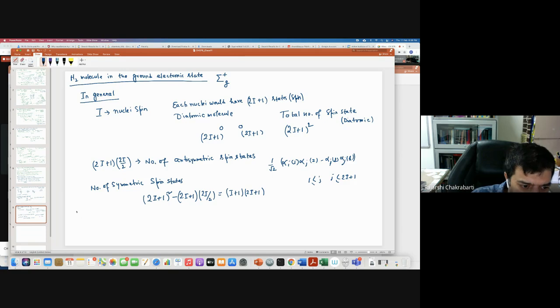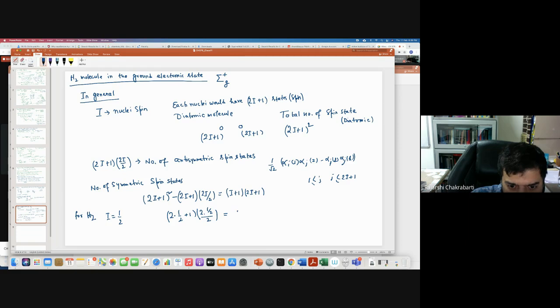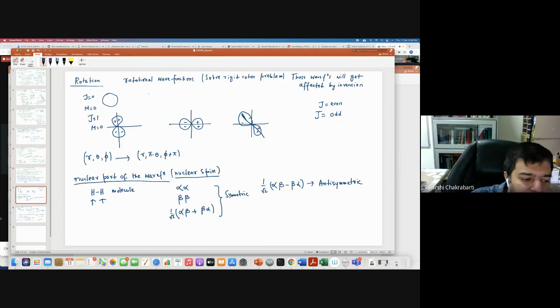Now let us check this for the H2 molecule. What is the value of I? I is half. Then the number of antisymmetric spin states is how many? 2 by 2, which is 1, matching. And the number of symmetric spin states? 1 plus 1 is 2, 2 into 1.5, which is 3. So you know this, no? These 3 I have just written here, and this is 1. This is for the general case.